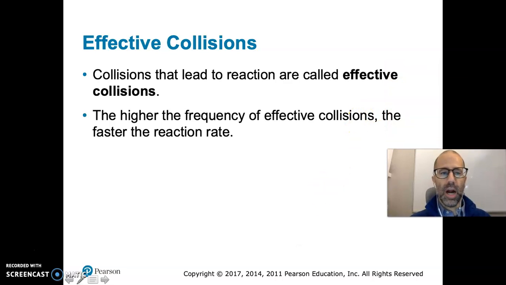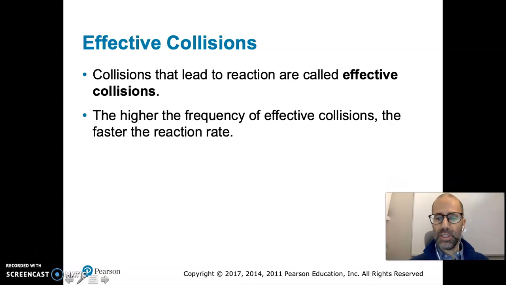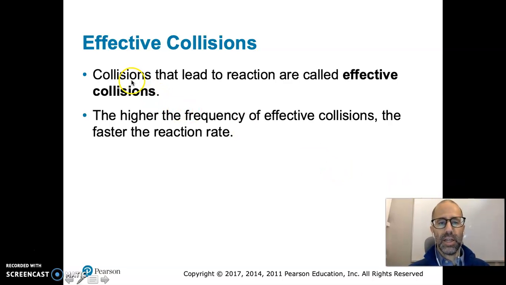So with regard to effective collisions, continuing, collisions that lead to a reaction are called effective collisions. That's what we mean by effective collisions, collisions that lead to a reaction. The higher the frequency of effective collisions, the faster the reaction rate. That makes sense. So if effective collisions are those that lead to a reaction, and you get a higher frequency of those collisions, then you're going to get a faster reaction rate.